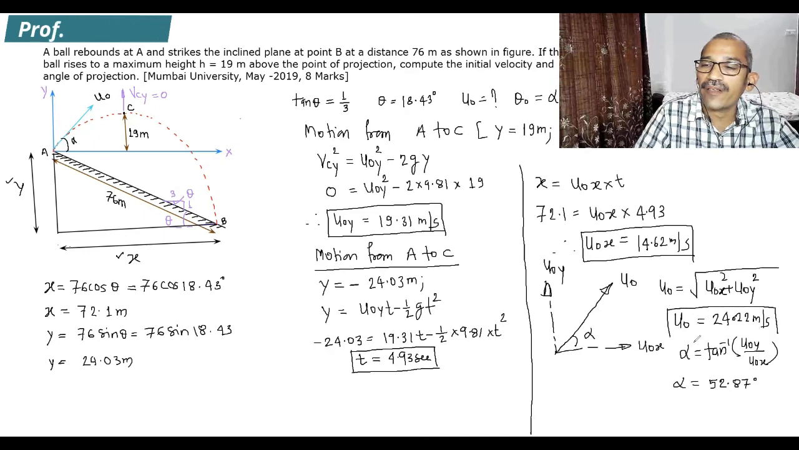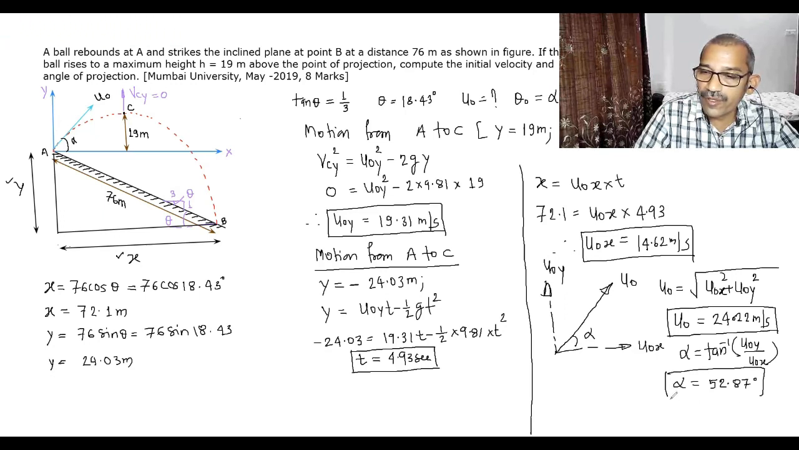That means our final answer is u0 and alpha. So what we have done in this problem of projectile motion is solve for u0 and alpha.